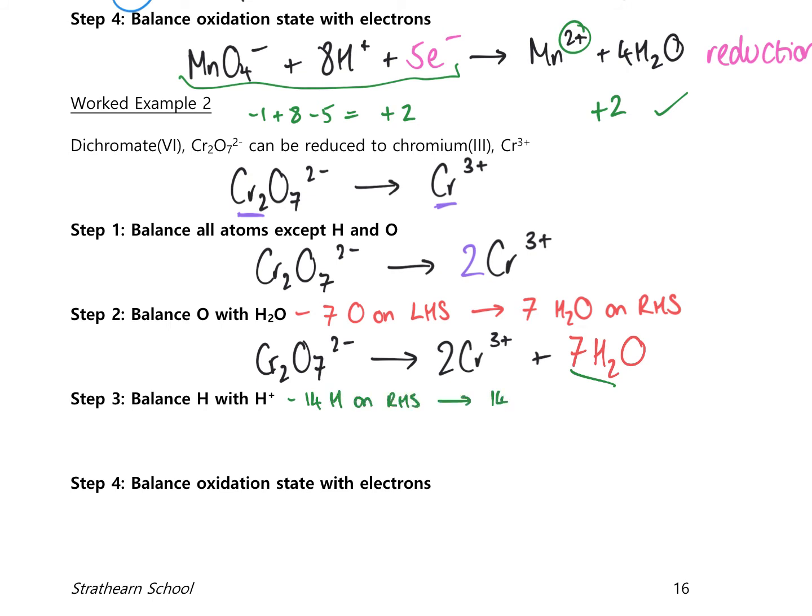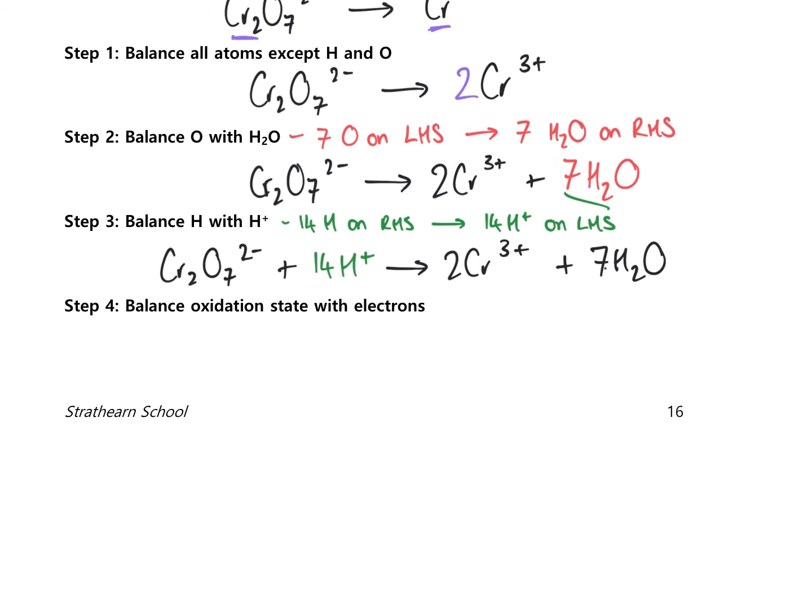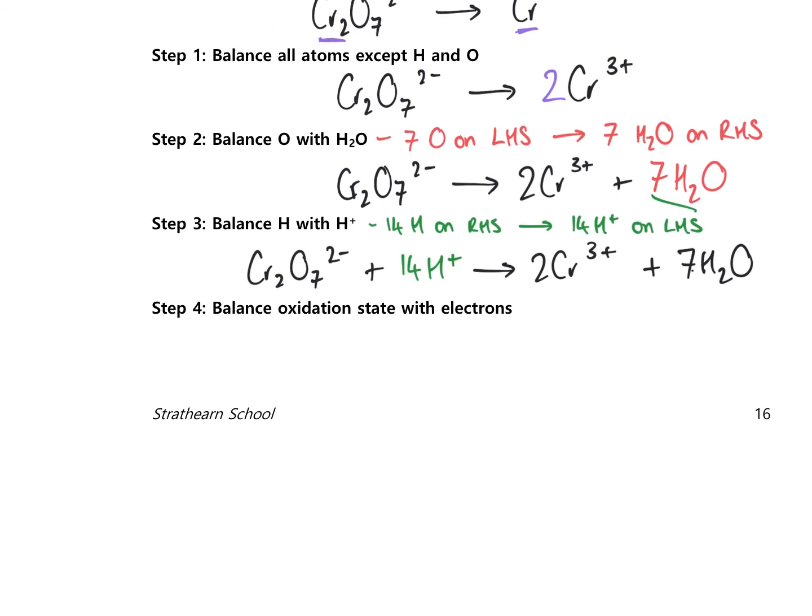And so that means we need 14H+ on the left hand side. So let's add that in now. So we have Cr2O7 2-, plus 14H+, giving us 2Cr3+ plus 7H2O as we had before. Okay, and then step number 4 is to balance the oxidation state with electrons. Now we need to be careful with this one because we have 2 chromium atoms in our equation, so we'll think about that carefully in a second.